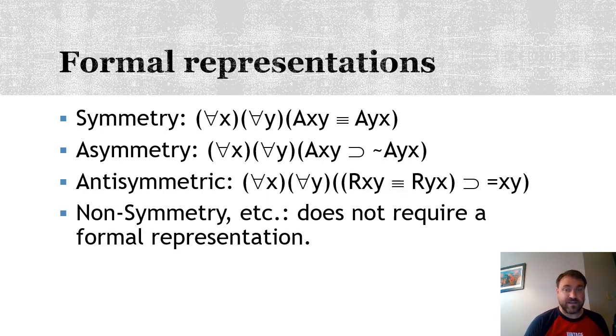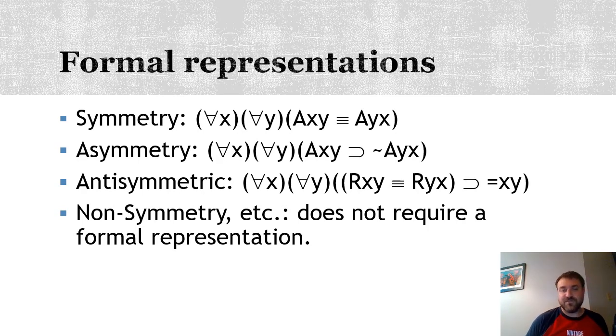An asymmetric relation is one where, for all x and y, if x bears that relation to y, then it is not the case that y bears that relation to x. Okay, so if x is greater than y, y cannot be greater than x. That's an asymmetric relation. And then, of course, there's the antisymmetric relation. That one says that if they're symmetrical, then they're identical. Okay, that's effectively what that says. For any two things, if they're symmetrical, it's only because they're identical. And that's the antisymmetric relation.